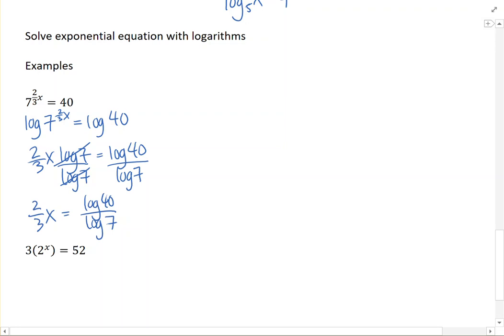So now we just need to isolate x. So I'll just draw an arrow here. Isolate x. So we need to divide the other side. Divide the side with the logs.